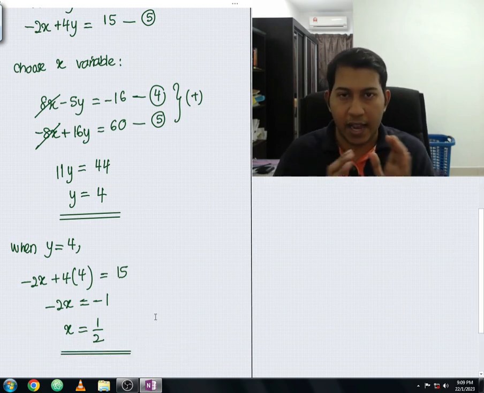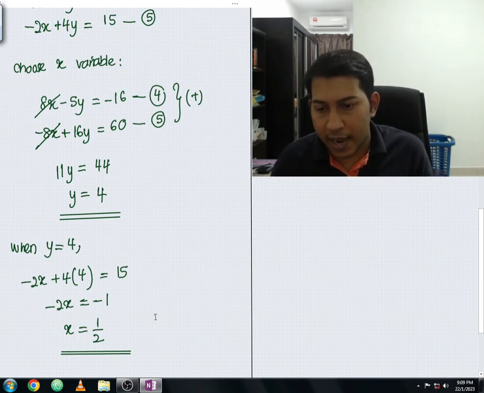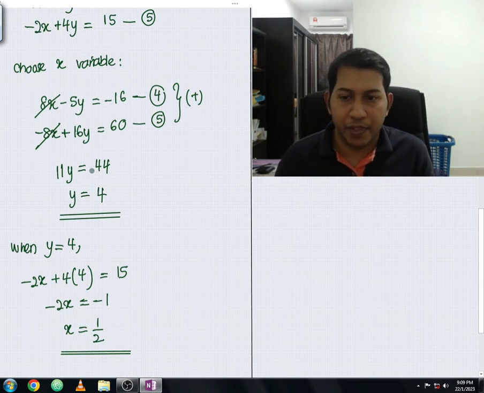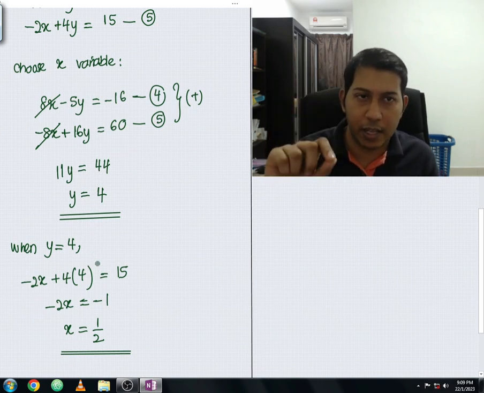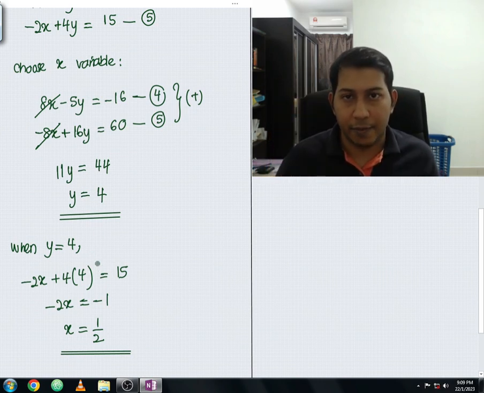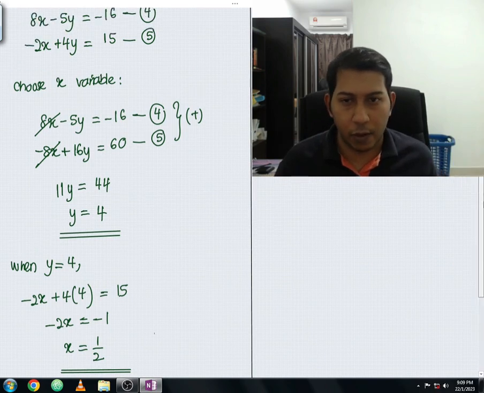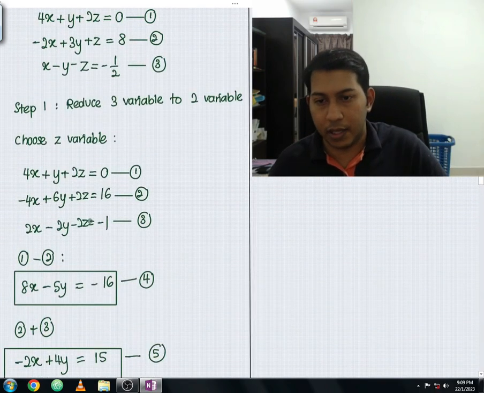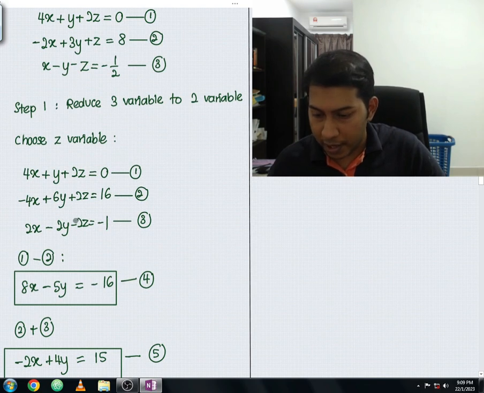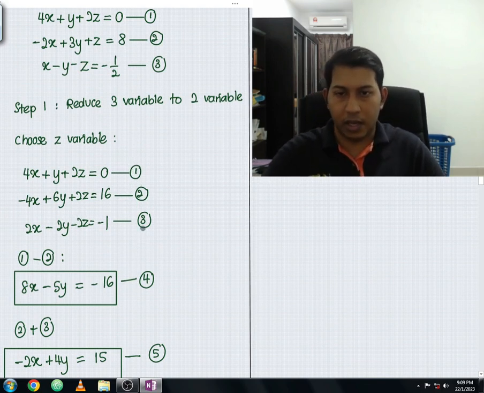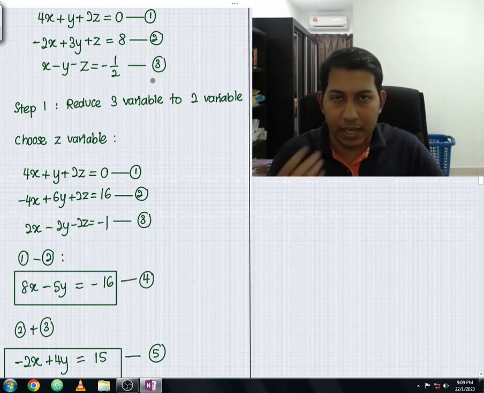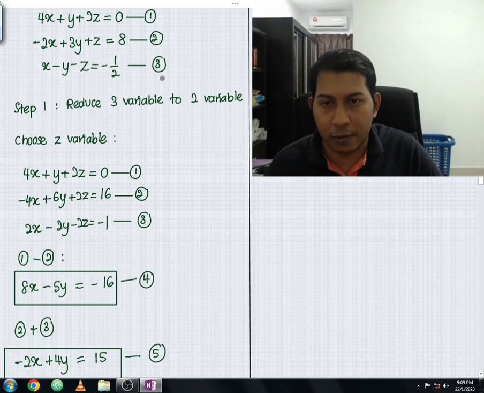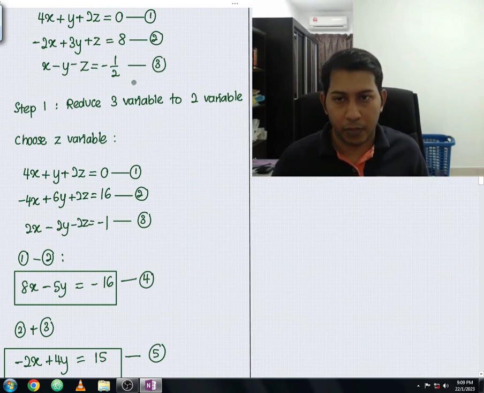Now we are heading to the final step. Since we got our x and y values, now we're going to use these two values and substitute into either one of the three equations given by the question earlier. These are the following three equations over here. You can choose to substitute into either equation 1, 2 or 3. It doesn't matter. In this case I'm going to substitute into equation number 3.